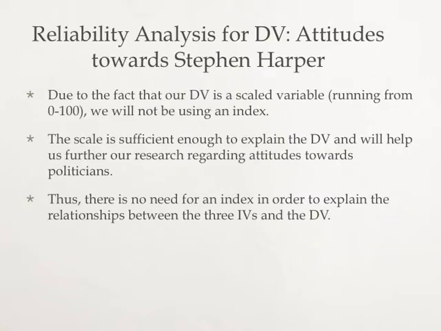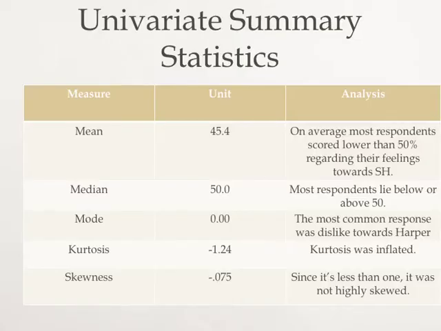There was no index created for the dependent variable because this is a scaled variable running from 0 to 100, and thus there are enough categories to be used for this dependent variable. The univariate summary statistics indicated that the mean was 45.4, indicating that on average most respondents scored lower than 50% regarding their attitudes towards Harper, while the median was 50, and the mode was 0, meaning the most common response was dislike towards Harper.